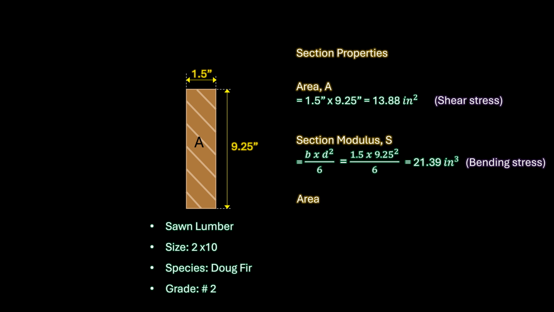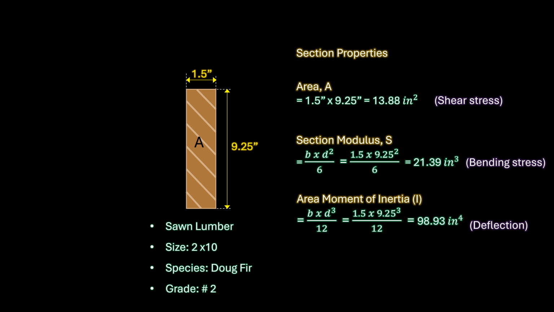Finally, the second moment of area or the area moment of inertia is the quotient of the product of the width and the cube of the depth and 12. For a 2x10, the second moment of area is 98.93 inches to the 4th power. We will use the area moment of inertia to determine the actual deflection due to the loading on the joist.